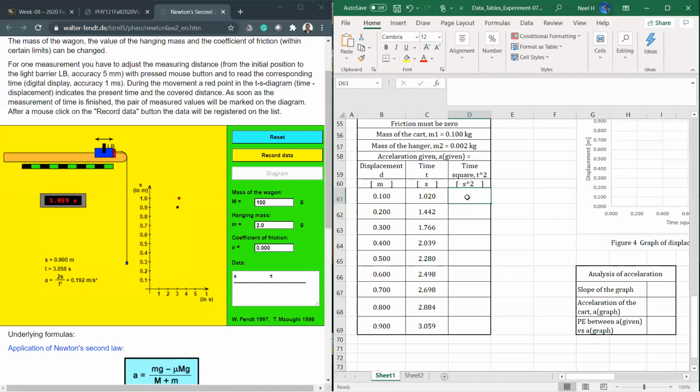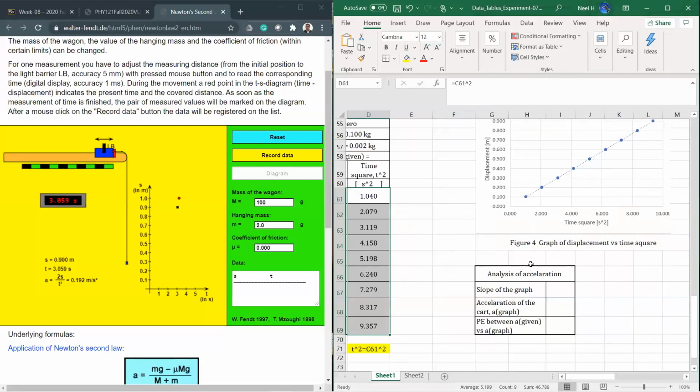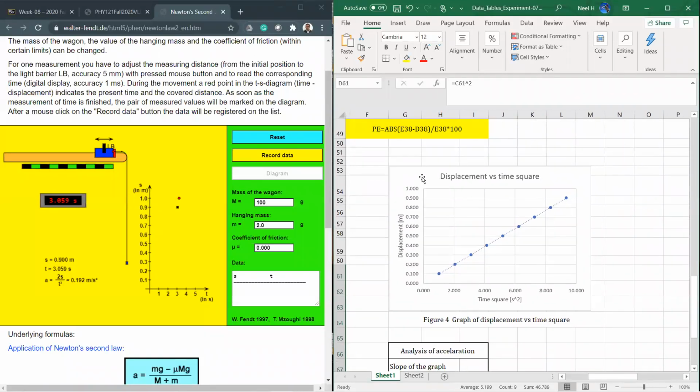So let's do that. T square is going to be equal sign, time cell number C61, power is shift and number 6, number 2, power 2. So that's only one command you may need for this one. This is going to be T to the power 2, calculated with that command. And just click and drag, that's all really. If you click and drag, it will do the calculation automatically. As soon as you have it, then you will get the graph.